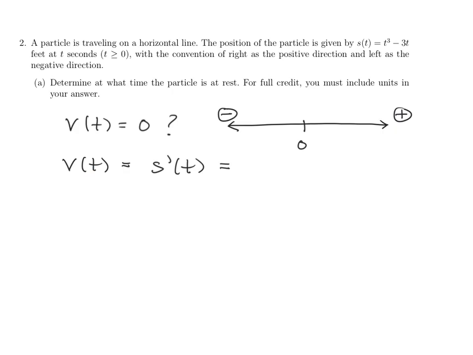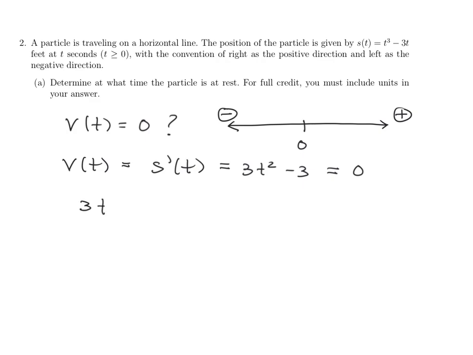So to get the formula for velocity, we'll differentiate this thing with respect to time. The derivative is going to be 3t squared minus 3. So whenever this equation is equal to 0 is when the velocity is equal to 0, and that means the particle for that moment is at rest.